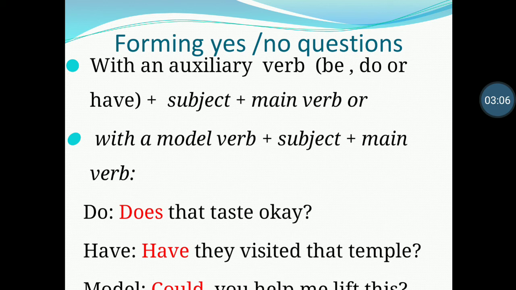You can look at these examples. Does that taste okay? In this sentence we have used the do form of the verb as a helping verb. Have they visited the temple? Here have is used as a helping verb. Could you help me to lift this? Here the modal verb could is used to frame a yes or no question.